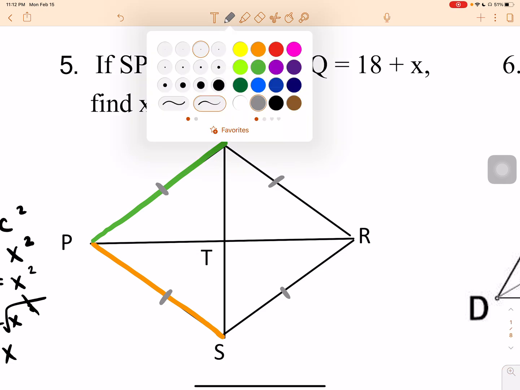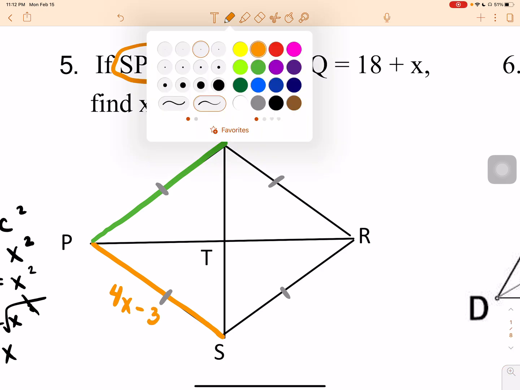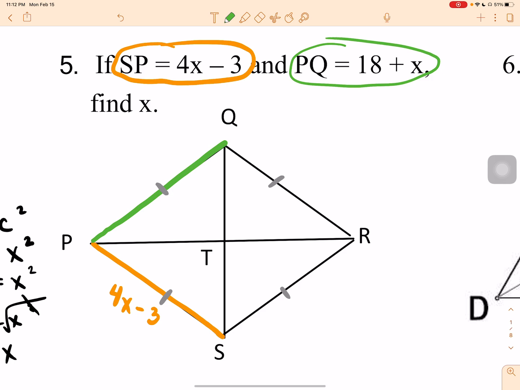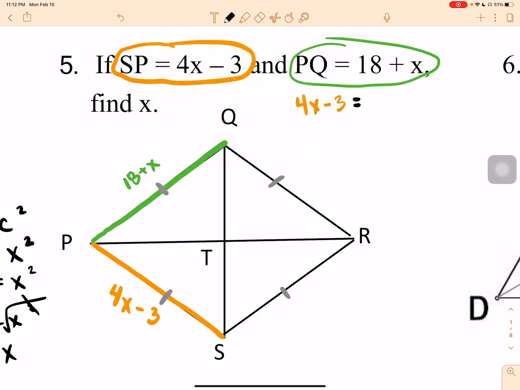So they told us that SP is 4x minus 3. So this side length is 4x minus 3. And then they said PQ is 18 plus x. It says find x. Well, if we know they're equal to each other, you can simply set up an equation. So we have 4x minus 3 equals 18 plus x.